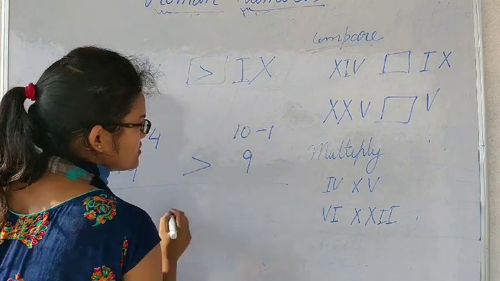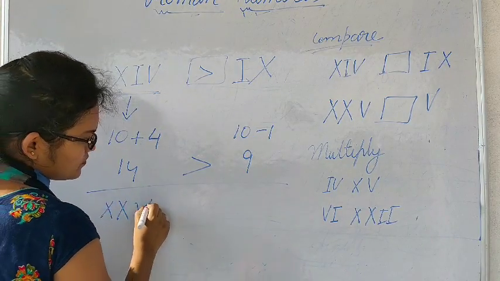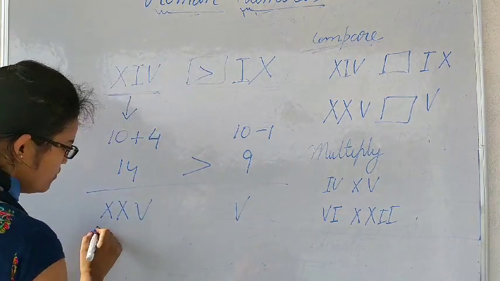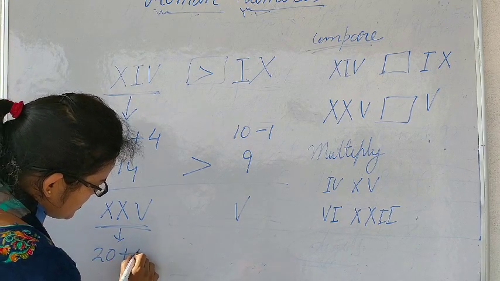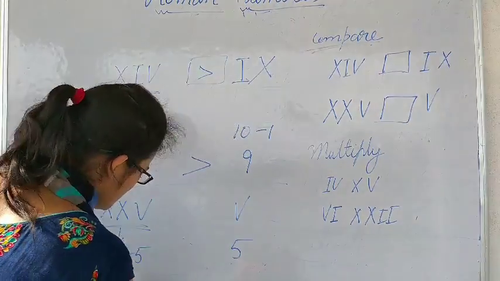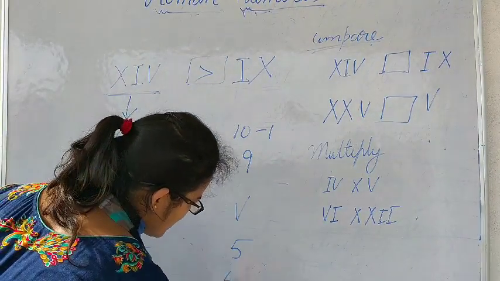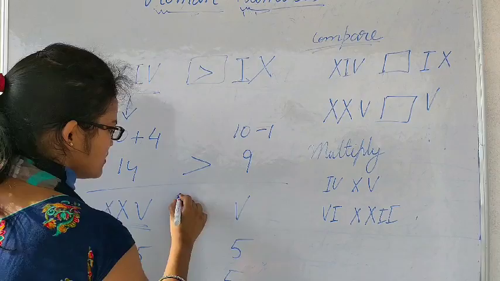Next question is, so what does this symbol notify? 20 plus 5, and here 5. So 20 plus 5 is 25, and 5. We can compare it. This one is greater.